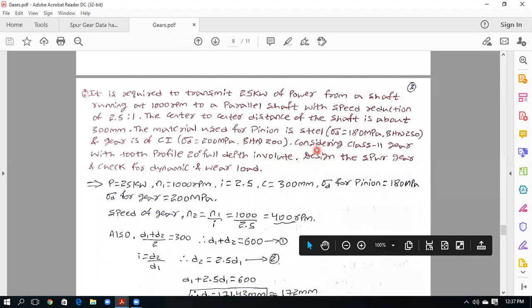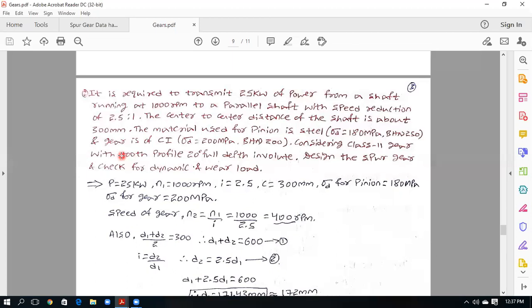And he has told that we consider a class 2 gear with a tooth profile of 20-degree full depth involute. Alpha is 20 degrees. Design the spur gear. He has asked you to design the spur gear and check for the dynamic and wear load.